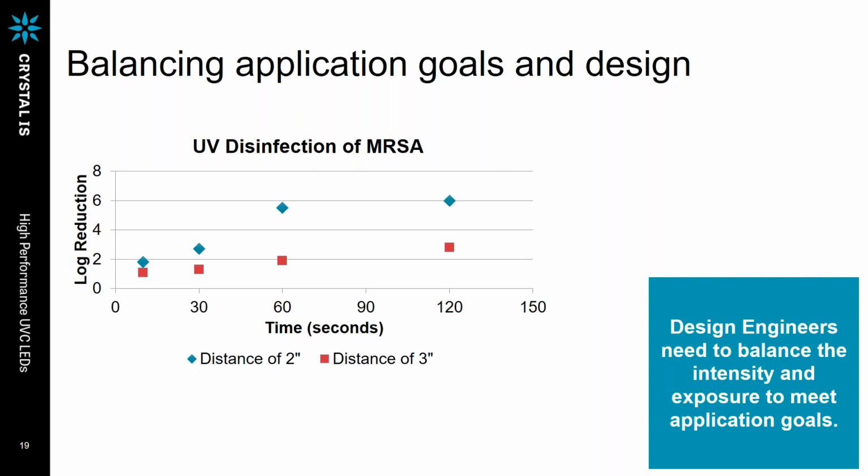But as you go higher in time and more log reduction is required, the difference between the 2-inch and 3-inch starts to show up. At 60 seconds, you can get to 2 log reduction at a 3-inch distance, but very close to 6 log reduction at a 2-inch distance. So that's almost a 2.5 to 3 times difference between the two different distances. So distance plays a very critical role. And again, this is the experiment we had done using our LEDs with a third party.